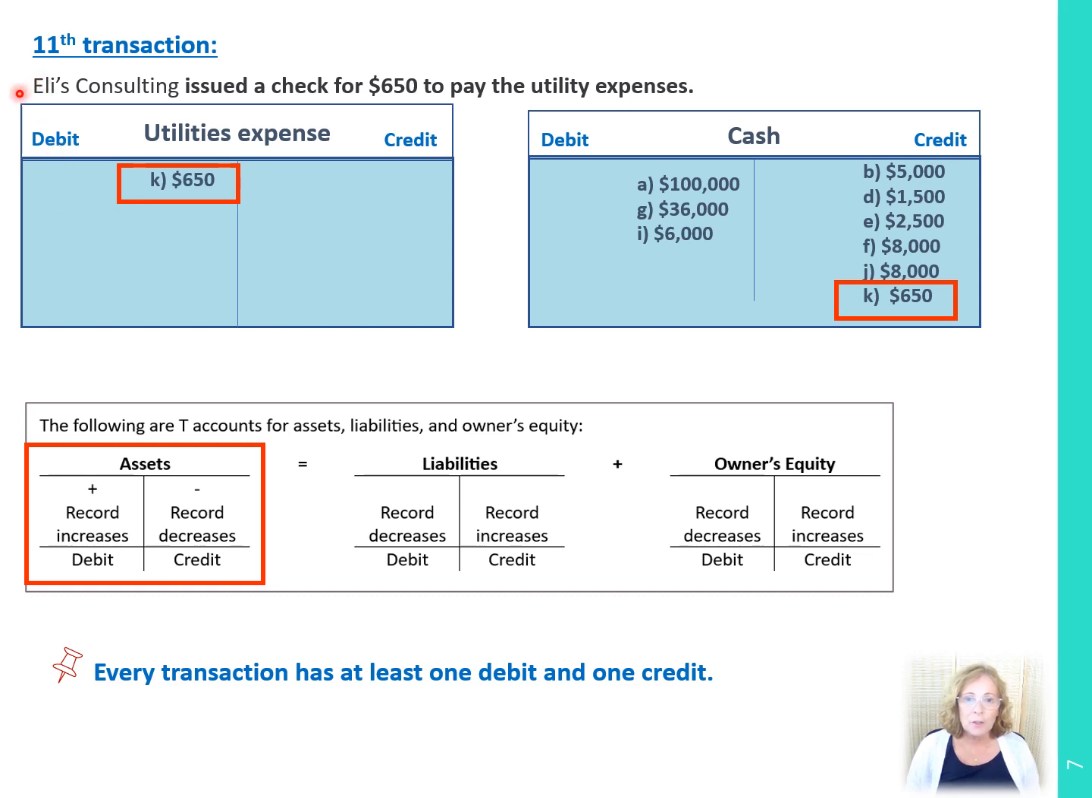Next, Eli's Consulting is paying utility expenses for $650. It's pretty much identical to the prior transaction, except that we're using a different expense account. But the concept is the same. Debit utility expenses for $650 and credit cash for $650.